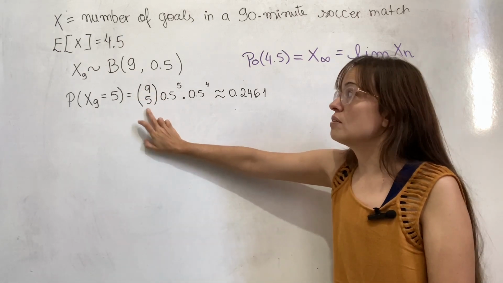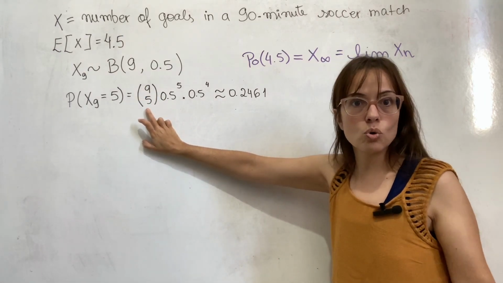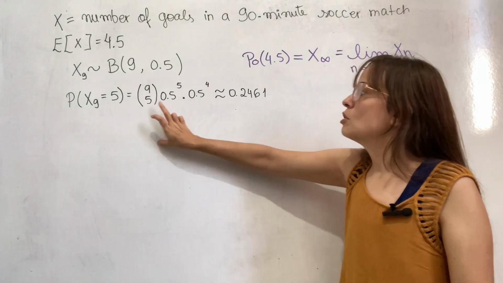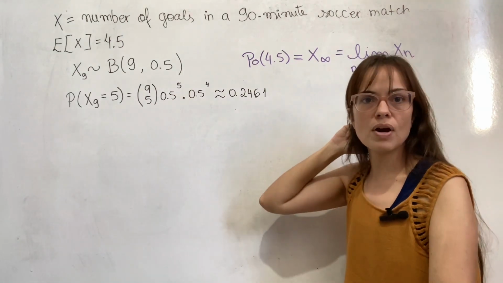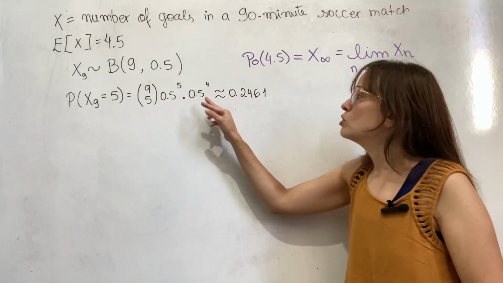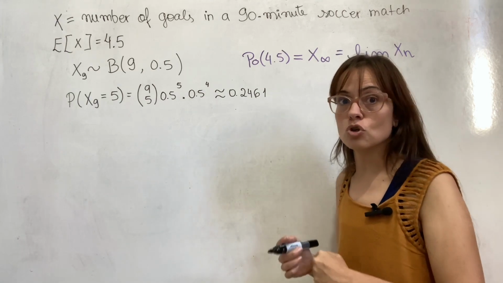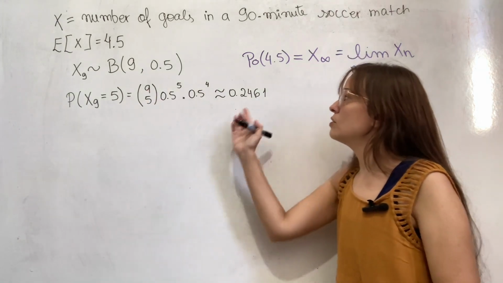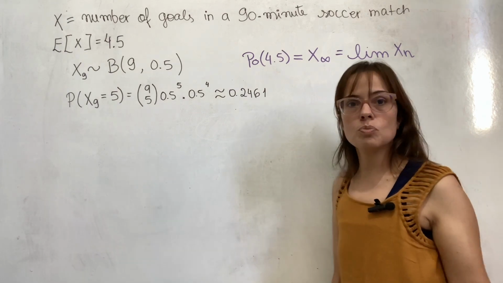So 9 choose 5 is like which 5 of the 9 10-minute intervals had a goal scored in that interval. Probability 0.5 of that happening in that interval, so to the power of 5. And then probability of the goal not happening in an interval to the power of 4, which is the number of intervals in which I did not have a goal. Put all of that in the calculator, you get 0.2461. Now let's do it with 90.